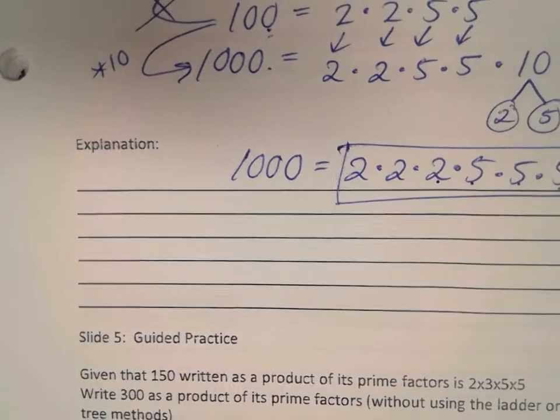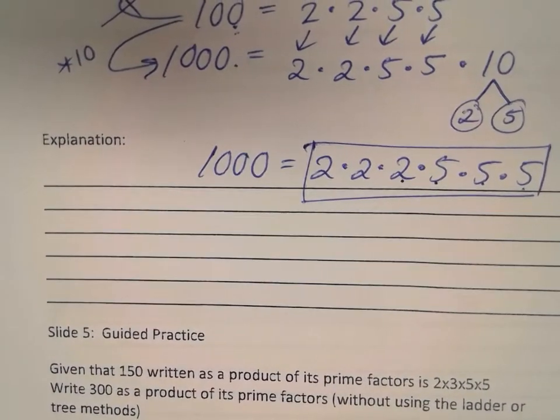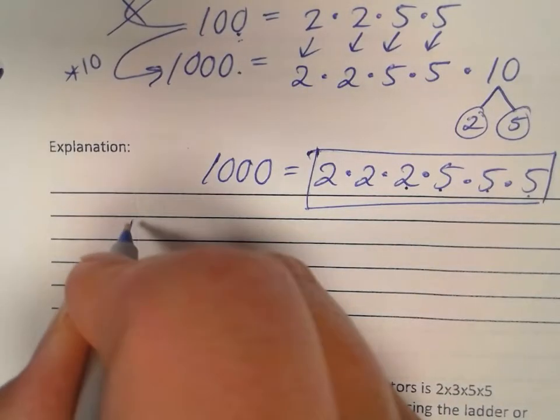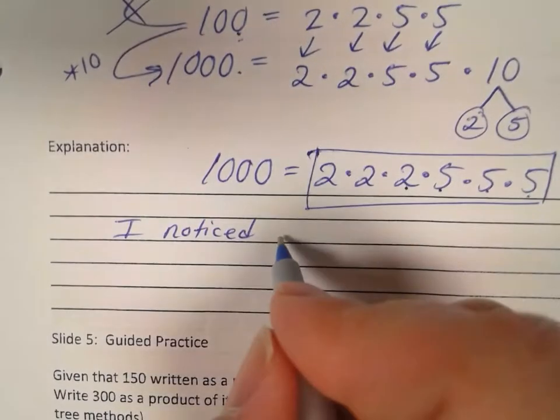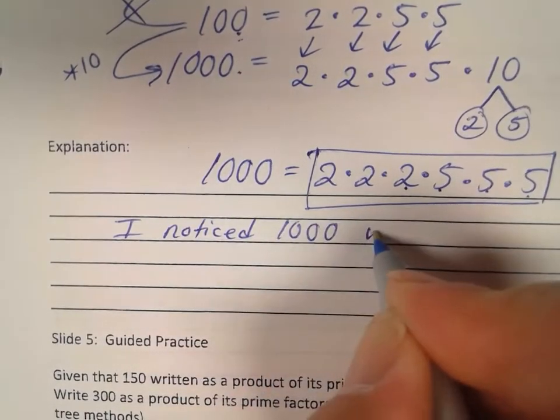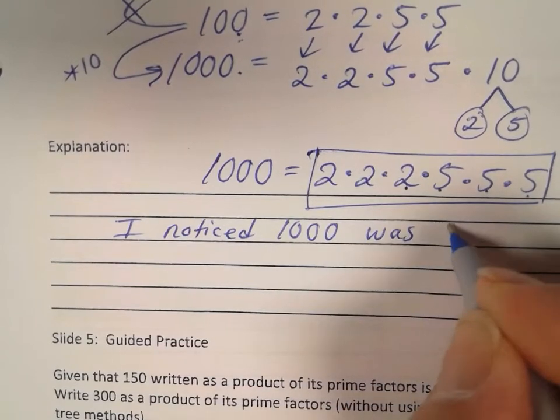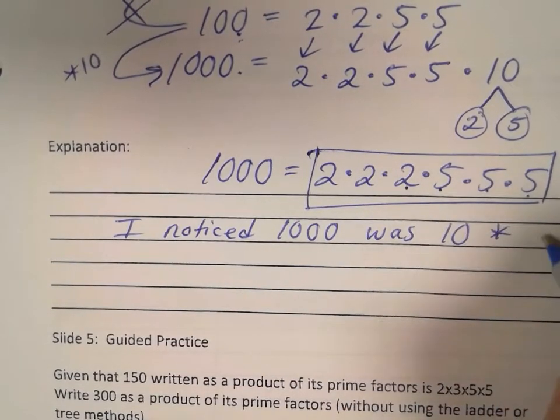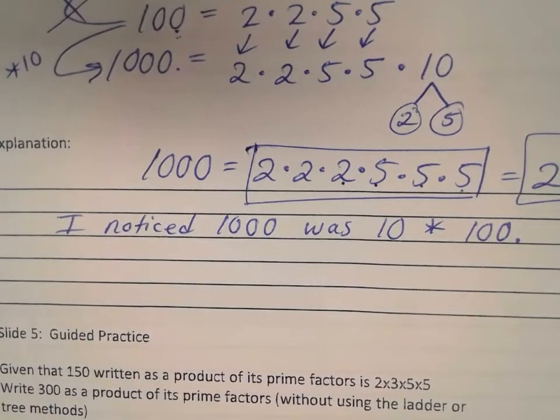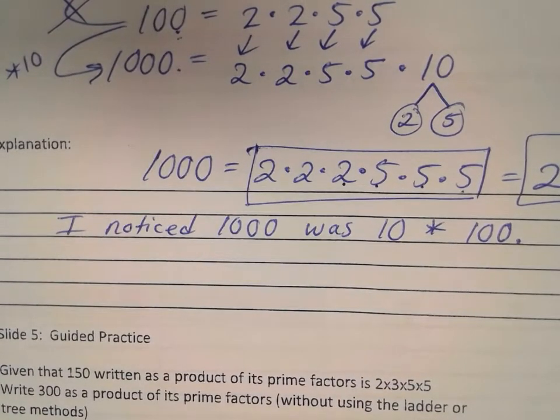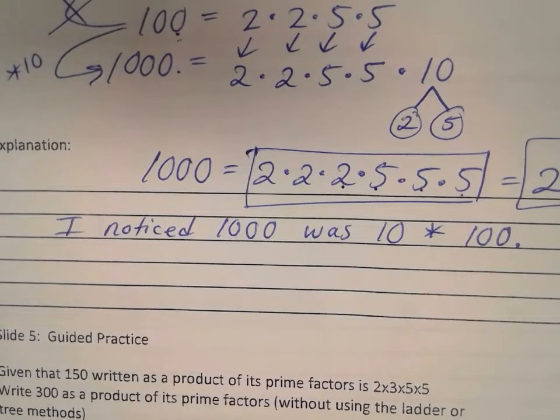Now we need to write about it. So explain what pattern you noticed. I noticed 1,000 was 10 times 100. So then what? Go ahead and explain your steps. What did you decide to do next?